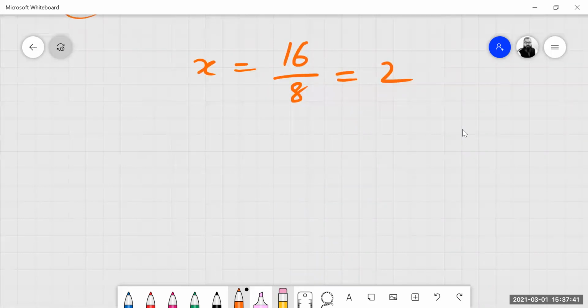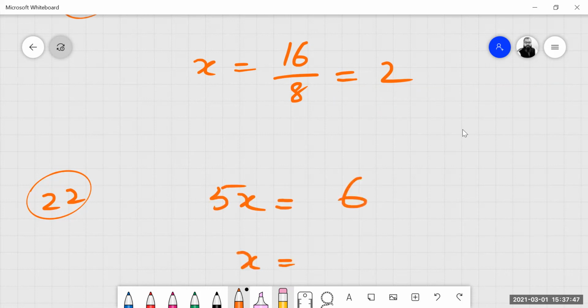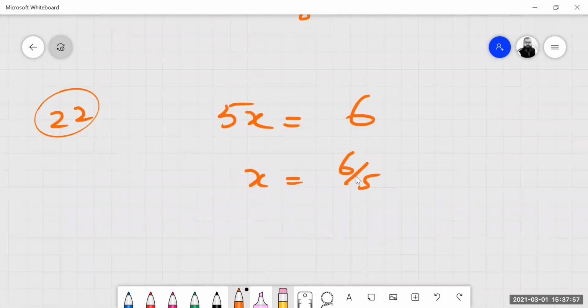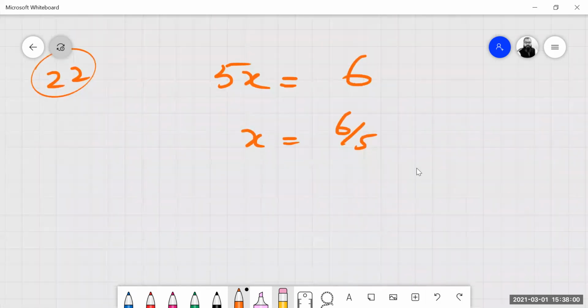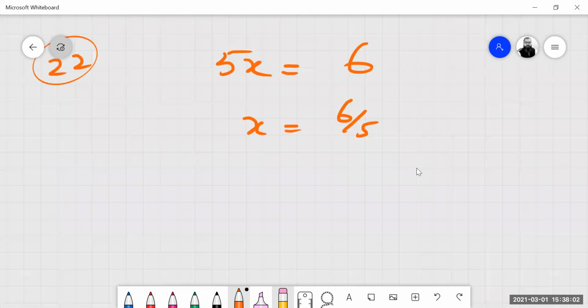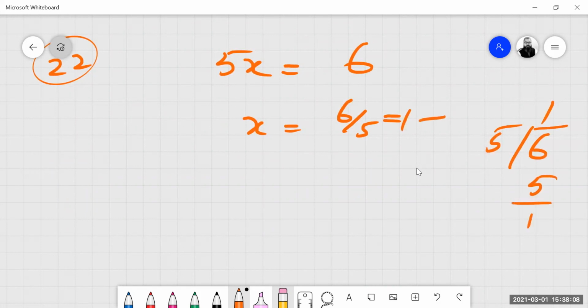Okay, question number 22. Mr., you did not do 21. I know. Because this cannot be divided, 6 over 5 is the answer. We can write this as a mixed number: 1 fraction 1 over 5.